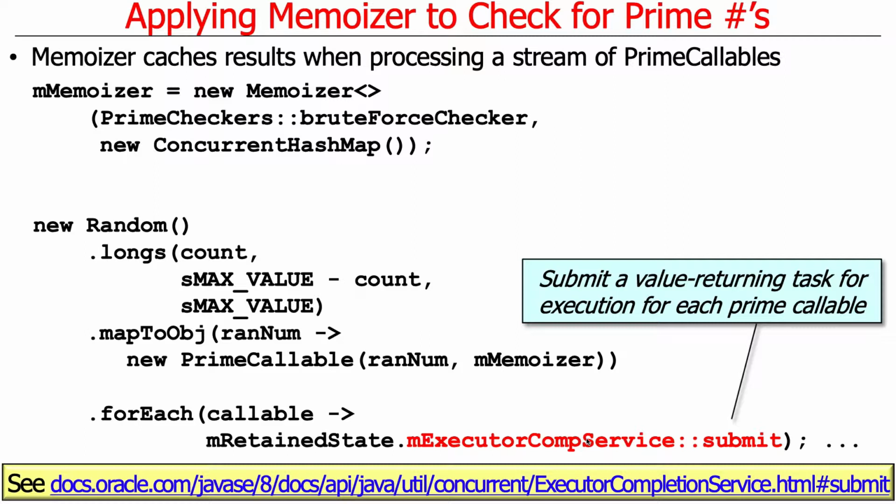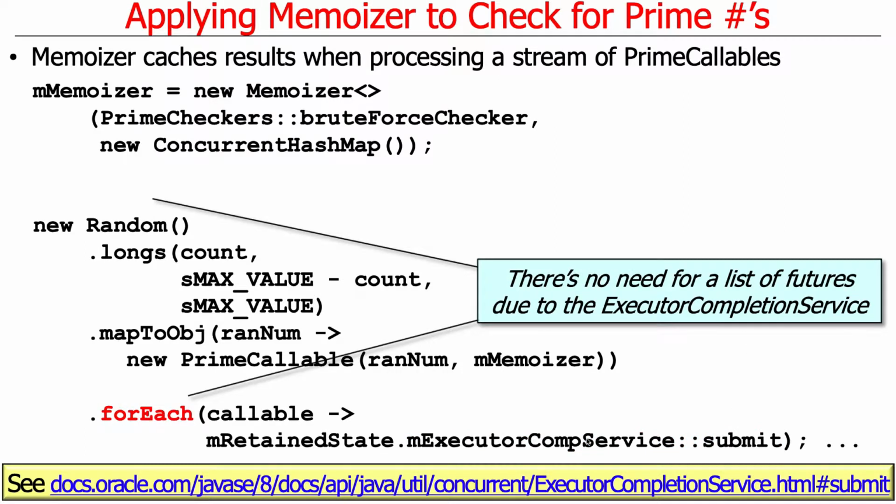And then the last thing we do is we take this stream of PrimeCallables and we submit each of these to the executor completion service. So that's the submit call. And you'll notice some interesting things here. Unlike the previous example, the executor service one, where we were creating a list of completable futures that came back from submit. If you go back and look at the code, you'll see that's what we're doing.